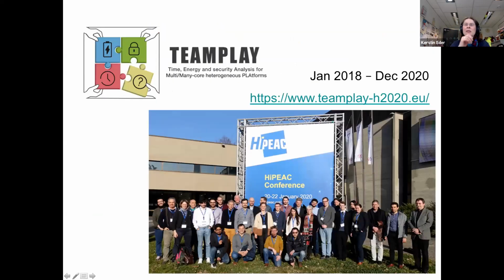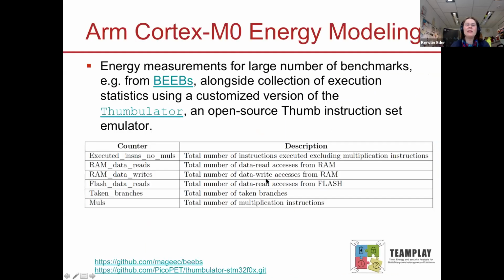Now, that gets me to a different project. We are currently working in a project called TeamPlay, Time, Energy and Security Analysis for Multi and Many Core Heterogeneous Platforms. I've got the URL there. And in this project, you're now going to see the most recent work that we've done. That's an energy characterization of the ARM Cortex M0 using PMU counters.